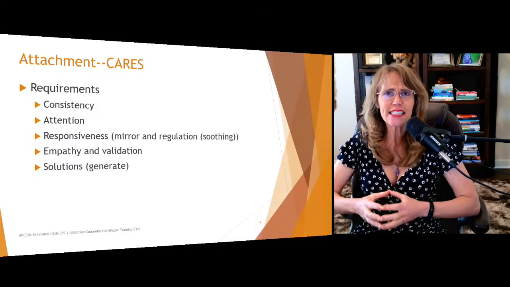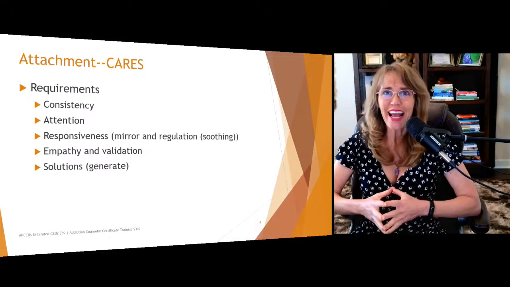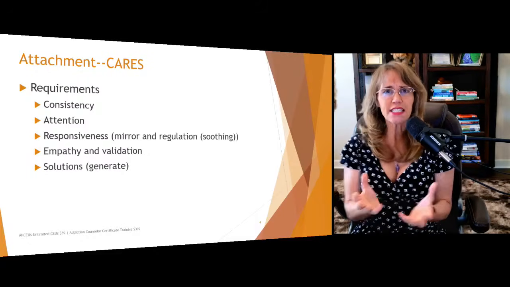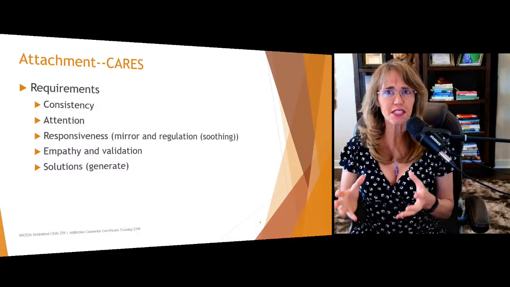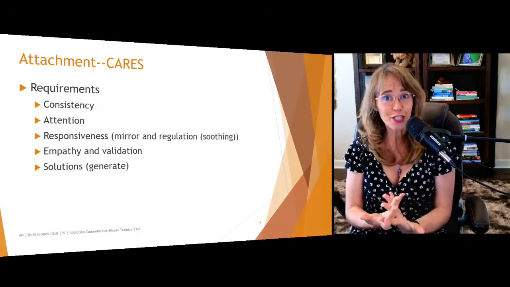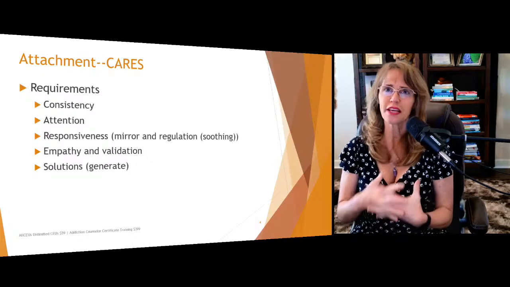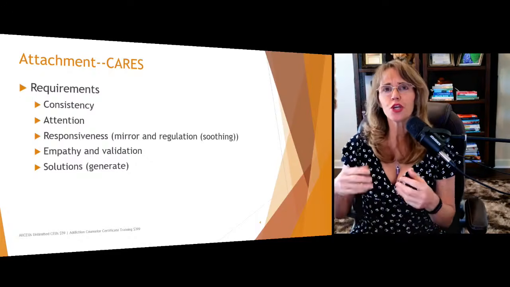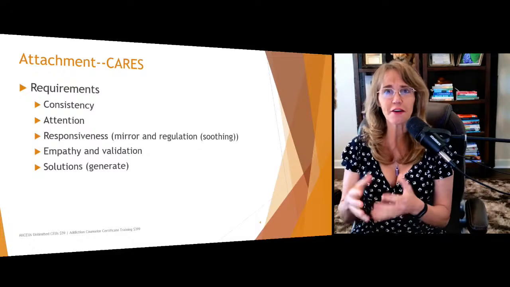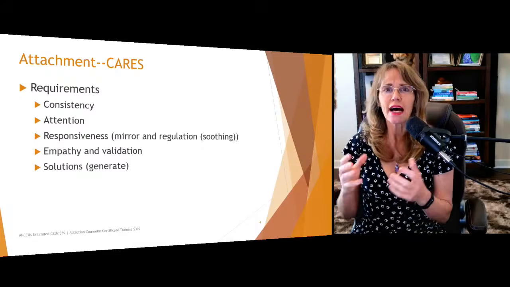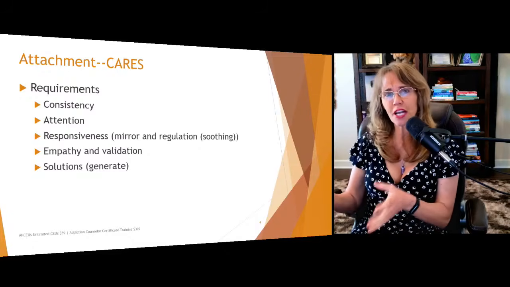And then S stands for solutions generation. And really, once you have created this environment in which the child feels safe to run to you, you've created that secure home base. They feel safe to come to you when they've got a problem or an issue. You can help them identify their feelings and downregulate, get into their wise mind. Then they're ready to start generating solutions.